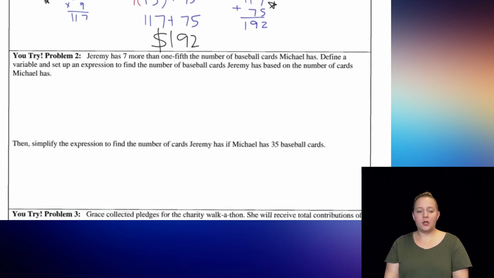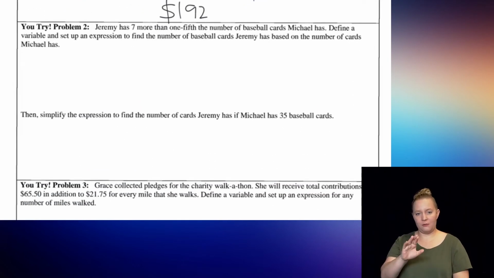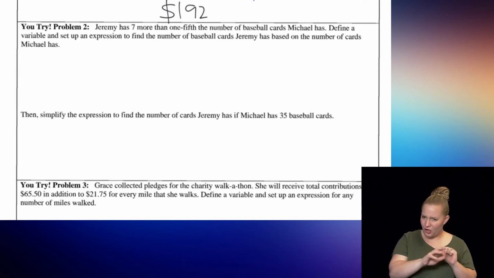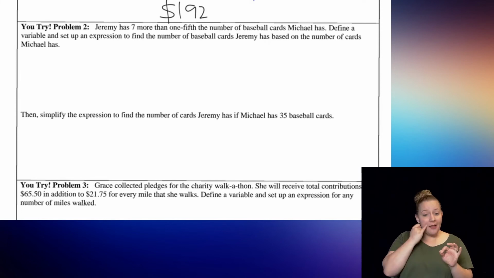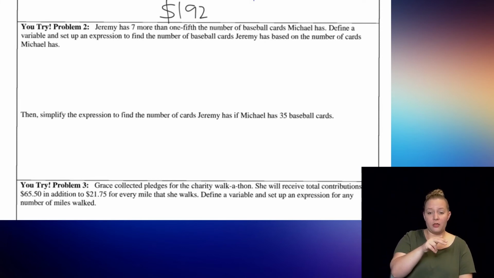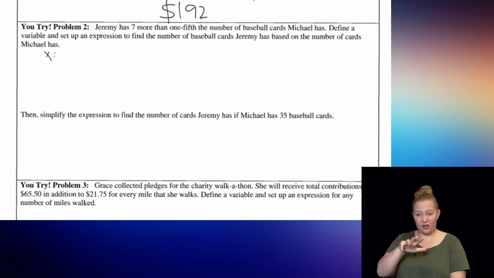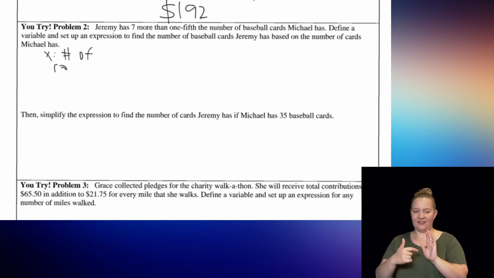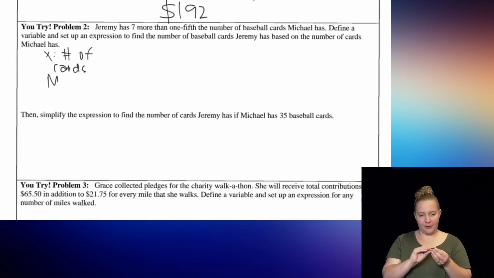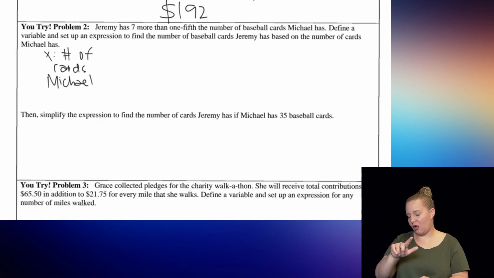Okay, the next you-try problem, same thing. Jeremy has 7 more than 1/5 the number of baseball cards that Michael has. Define a variable and set up an expression to find the number of baseball cards Jeremy has based on the number of cards Michael has. Again, if you're unsure if it's Jeremy or Michael, look down below. It says, then simplify the expression to find the number of cards Jeremy has if Michael has 35. So because I'm saying that Michael has 35, that in fact is going to be your variable definition. So go ahead and write that with me: number of cards Michael has, because that's what we're plugging in down below.